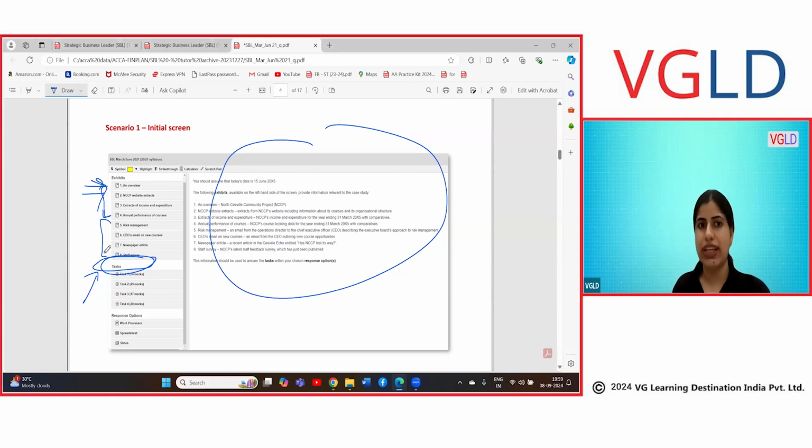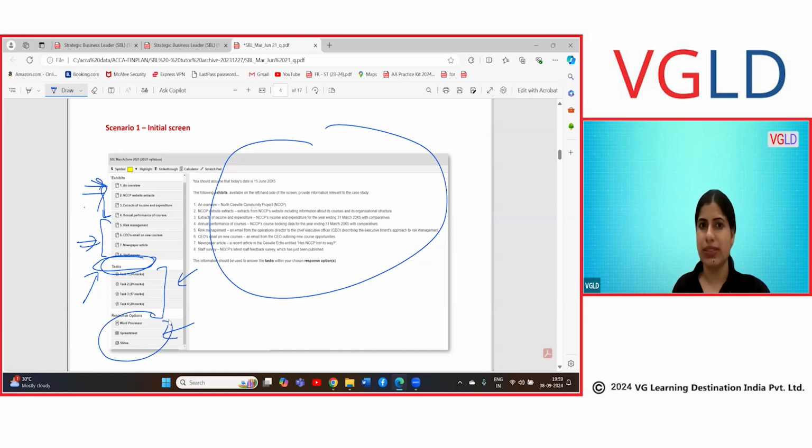After the introduction of pre-seen, you will be having 3 to 4 exhibits, and the rest of the information will be available to you in the form of pre-seen, which will again be available to you in the main examination as well. And pre-seen is the information about the case study, about the industry from which the paper will be tested, and that will be available to you 15 days prior to the main examination. And again here you will be having the task and again the response option.